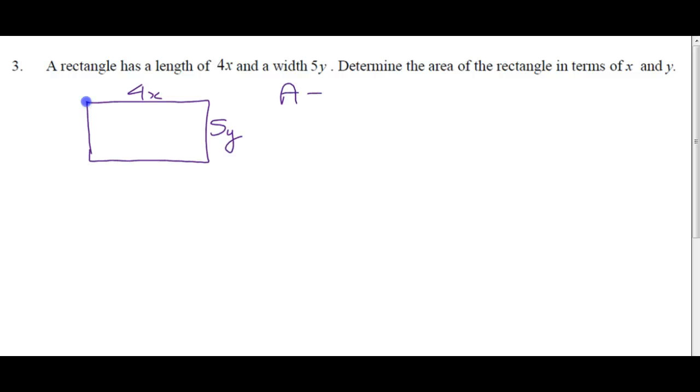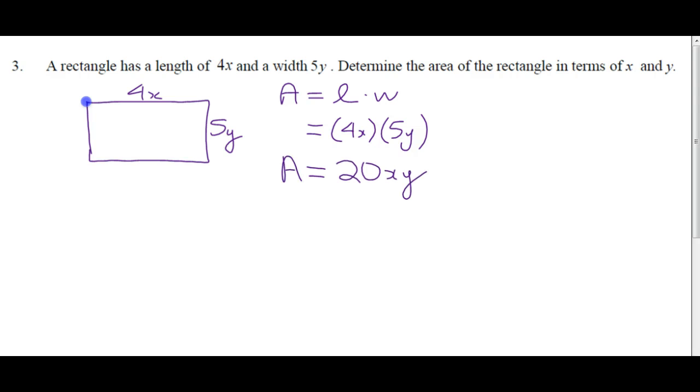What's the formula for area of a rectangle? Length times width. The length is 4x, width is 5y. The answer is 20 what? XY. I know. So determine the area.